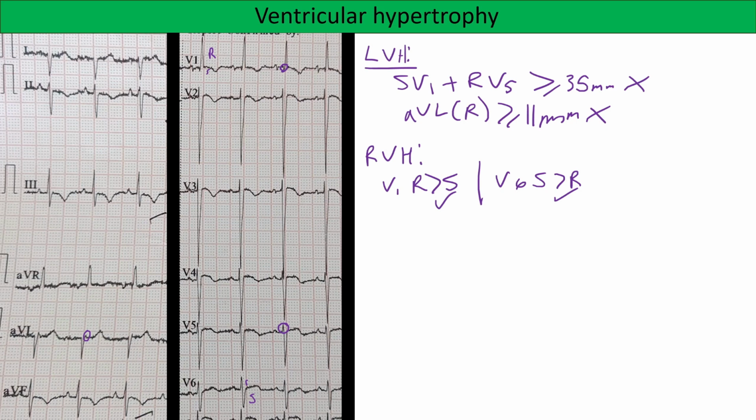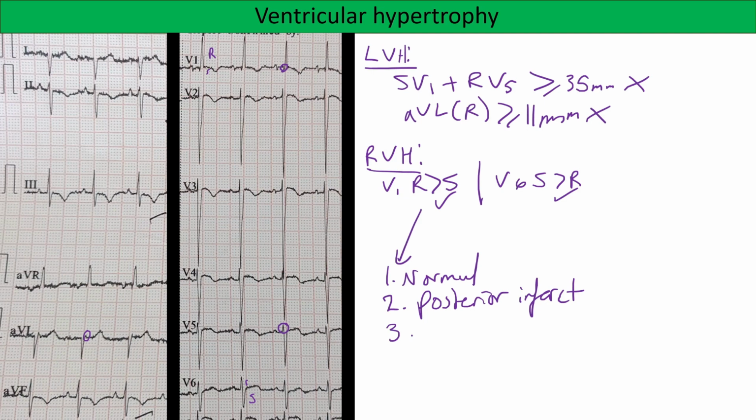Now one thing to mention is that the RS ratio in V1 isn't specific to right ventricular hypertrophy. It can have other causes. For example, it can be normal, like many things. Second, it can be a posterior infarct. So if you remember from the posterior STEMI video, posterior STEMI actually presents with ST depression in V1, so you get the opposite finding. Similarly, a deep Q wave posteriorly will show as a large R wave in V1.